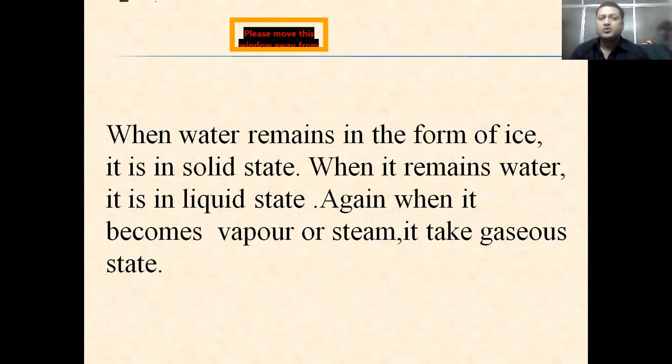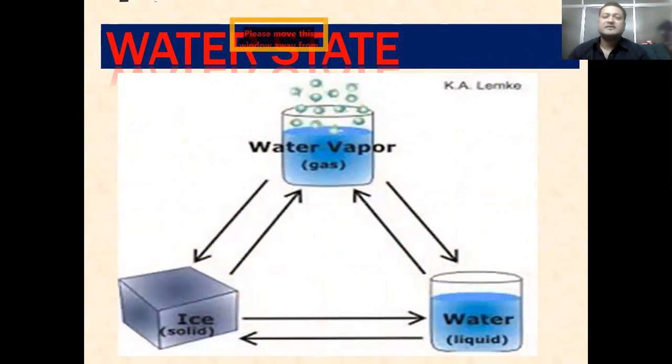Well, when water is in the form of ice, it is in the solid state. Students, if you think about that, that is how matter has three states. So this is water. Water is the ideal example of that. Why? Just think. When it remains water, it is in the liquid state. When it becomes vapor or steam, it takes the gaseous state. Just think about these pictures. Let's explain these pictures. Easily you can understand that matter has three states.